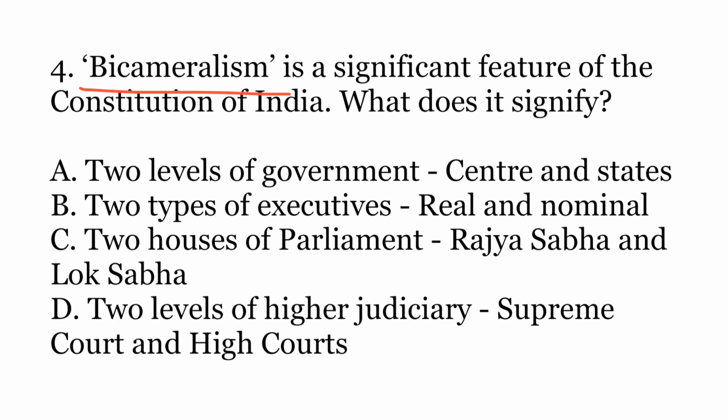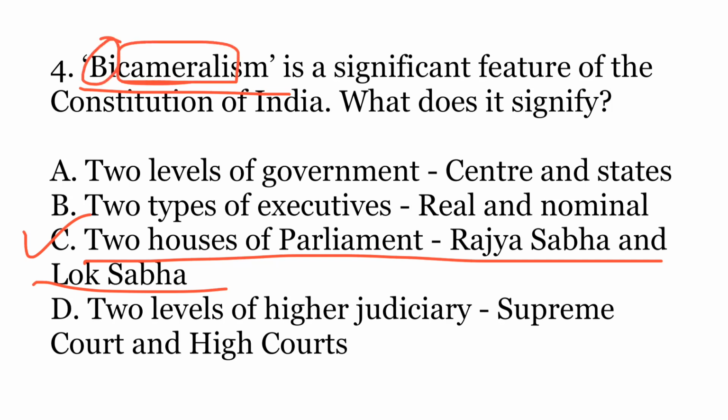The correct option is C. Two houses of parliament, Lok Sabha and Rajya Sabha. This is the exact meaning of bicameralism. So bi means two and cameralism means houses. So two houses of parliament is a feature of parliamentary form of government.